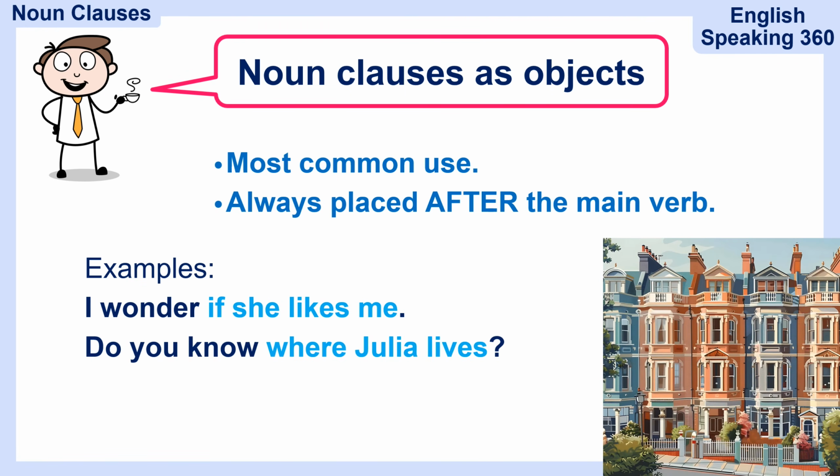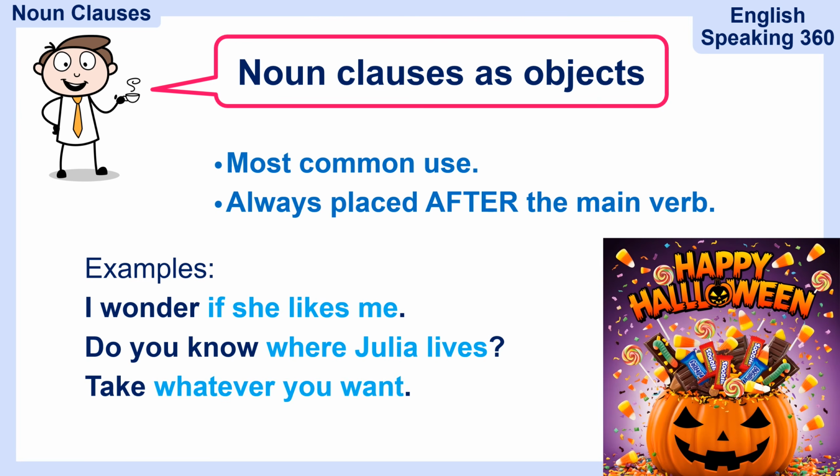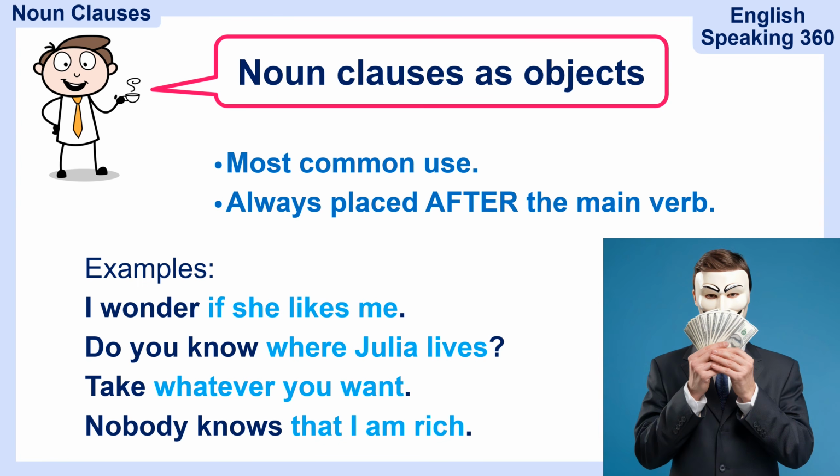Do you know where Julia lives? Oh, so many houses there. I don't know where she lives. Do you know where Julia lives? Take whatever you want. Oh, on Halloween night, take whatever you want. Take as many candy bars as you want. Nobody knows that I'm rich. Nobody knows what? That I am rich is your noun clause as an object.